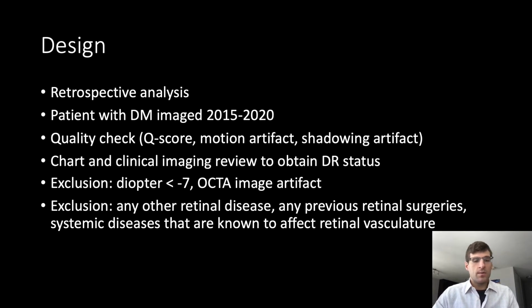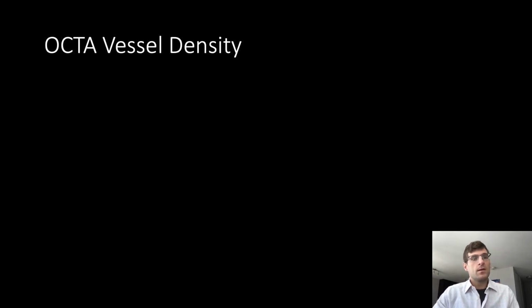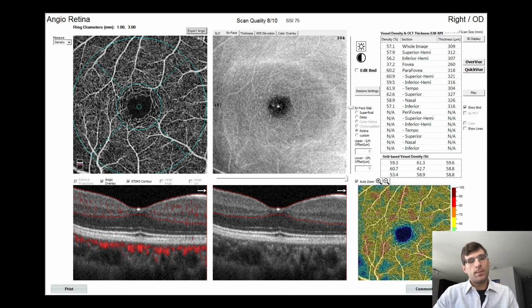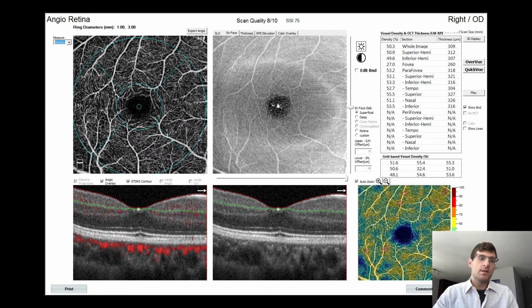Exclusion criteria was anyone with high myopia or any other retinal disease, including glaucoma suspects and AMD, even if they only had drusen. We did not include these patients. We wanted to compare it to vessel density, and we just took this right off the camera, right off the OptiView itself.